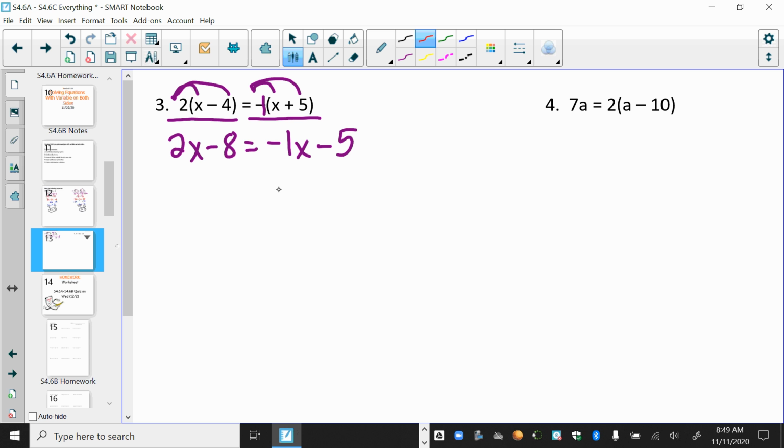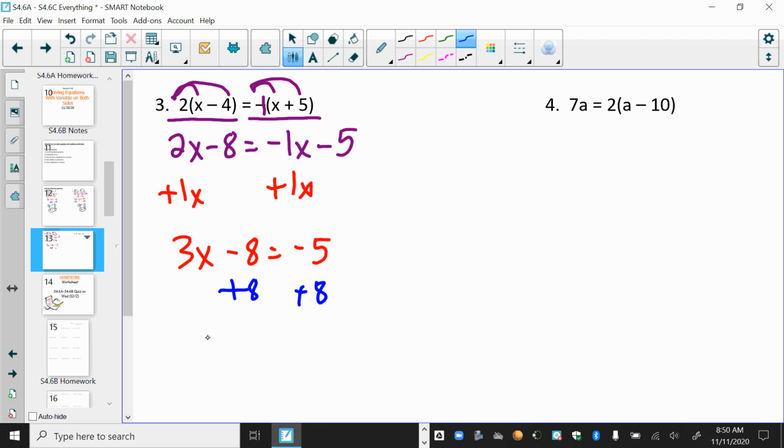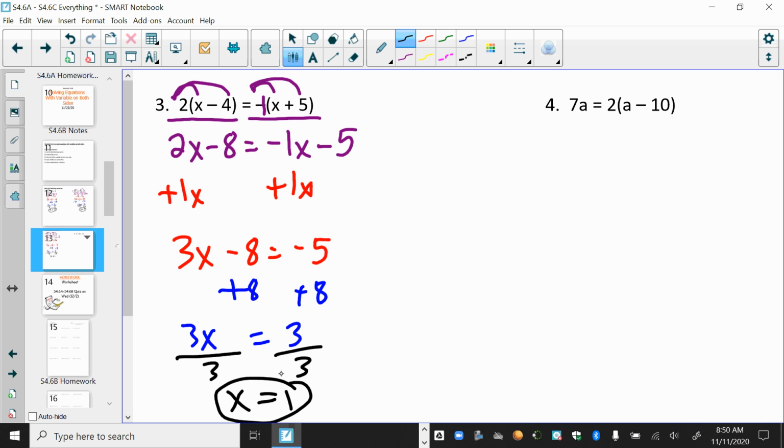I'm going to move my variable term over, so I'm going to add 1x. And, oops, that doesn't look right. Sorry. I'm going to add 1x and add 1x to get 3x minus 8 equals negative 5. And then all right, so then I'm going to go to step 4. Step 4 is undo the addition subtraction. So I'm going to add 8 and add 8. Bring it down, 3x. That makes 0. Negative 5 plus 8 makes 3. And lastly, we're going to divide by the number in front of the variable to get x equals 1 again.